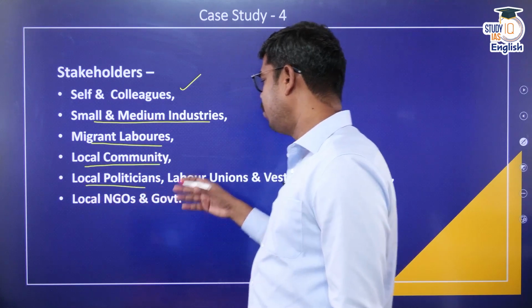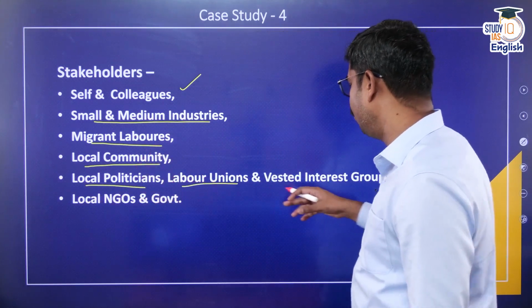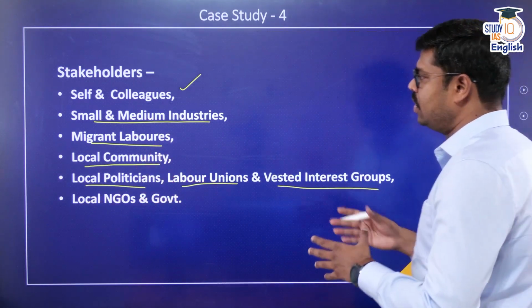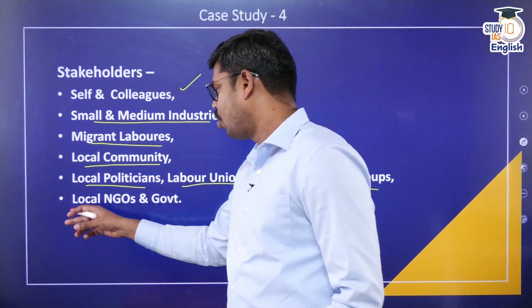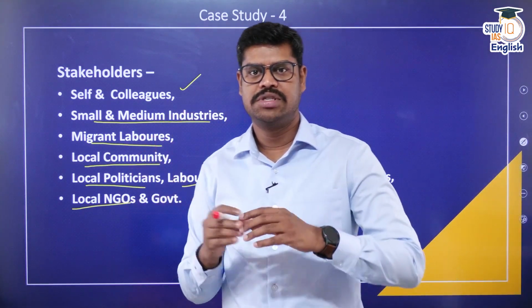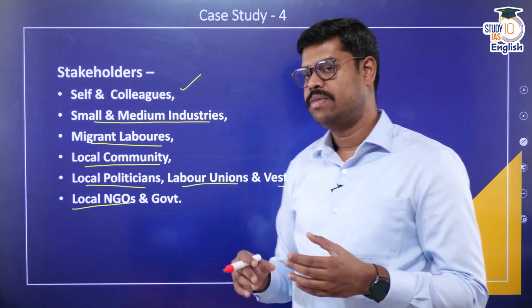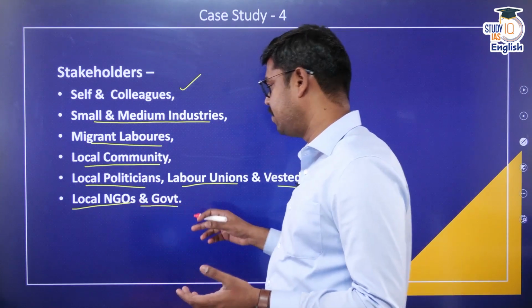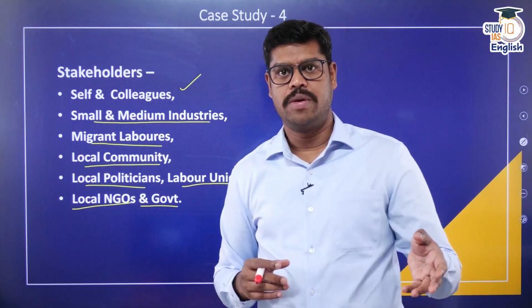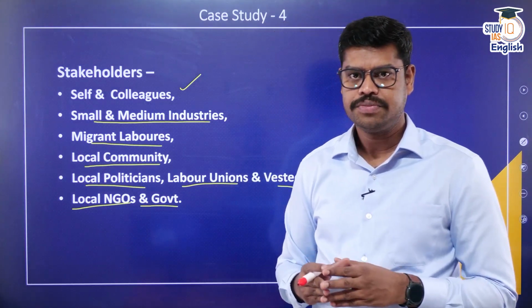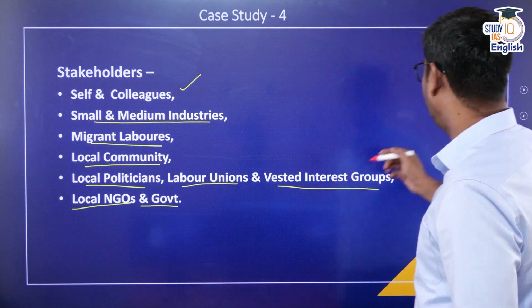And then of course, the local politician, as per the case study, the labor unions and the other vested interest group. So they also have an interest. The local NGO, as per the case study, which is trying to protect the environment, trying to protect the local ecosystem, they also have an interest. And of course, the government is someone who has to enforce the law, so they also have an interest. So they are the various stakeholders in this particular case.